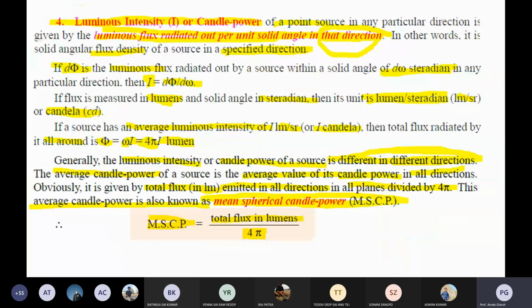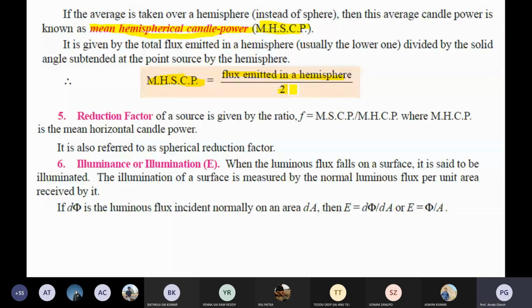Delta I is the luminous intensity when viewed in the direction making angle phi with the perpendicular to the surface of the source. This is the illuminating surface, and you can see it is perpendicular to it. Then the luminance of the source is given by L equal to delta I by delta A.